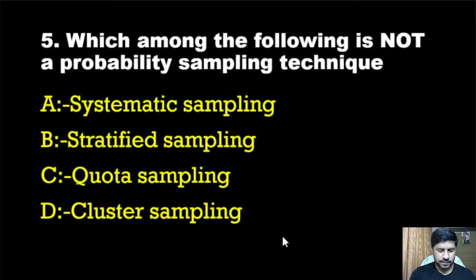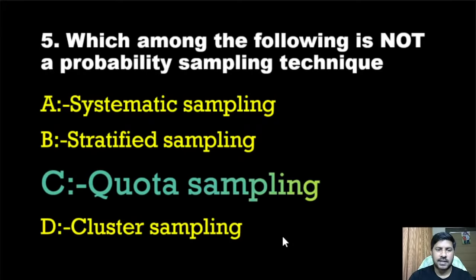Fifth question. Correct answer here, option C, quota sampling. Quota sampling is an example of non-probability sampling. At the same time, probability sampling includes systematic sampling, stratified sampling, cluster sampling, and multi-stage sampling. But quota sampling is not included in probability sampling. It is an example of non-probability sampling.